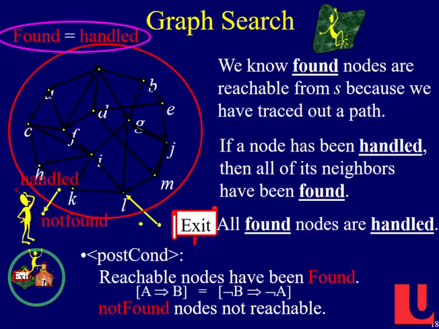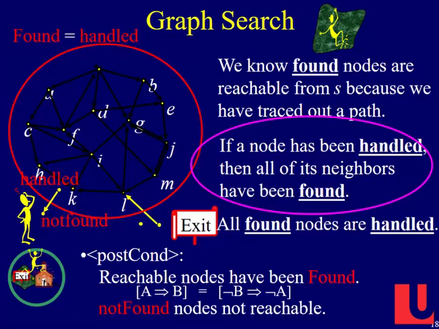No, you can't. Why? Because if this node here is in the set, then by the definition it's handled, right? And if it's handled, then we know all its neighbors are found. And so if this is a neighbor, it better be found, right? So from that loop invariant, it says you can't have such an edge. Right? Does that make sense?